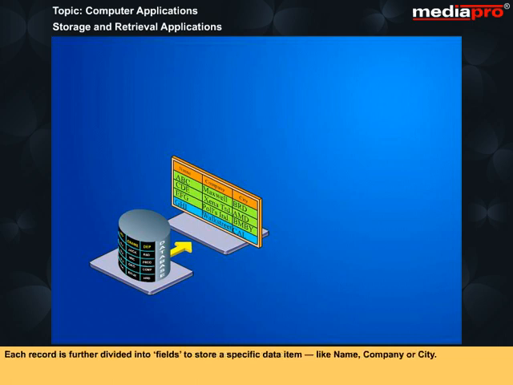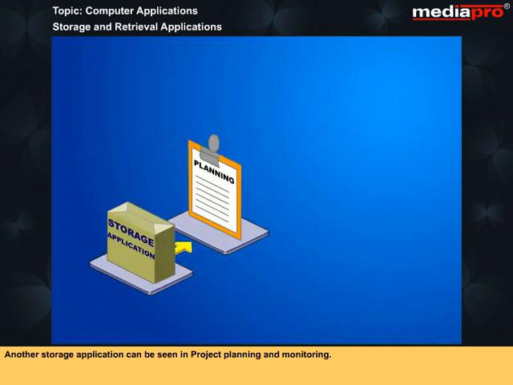Each record is further divided into fields to store a specific data item like name, company, or city. The organized structure comes from the fact that each record has its fields in the same order or sequence. Another storage application can be seen in project planning and monitoring.